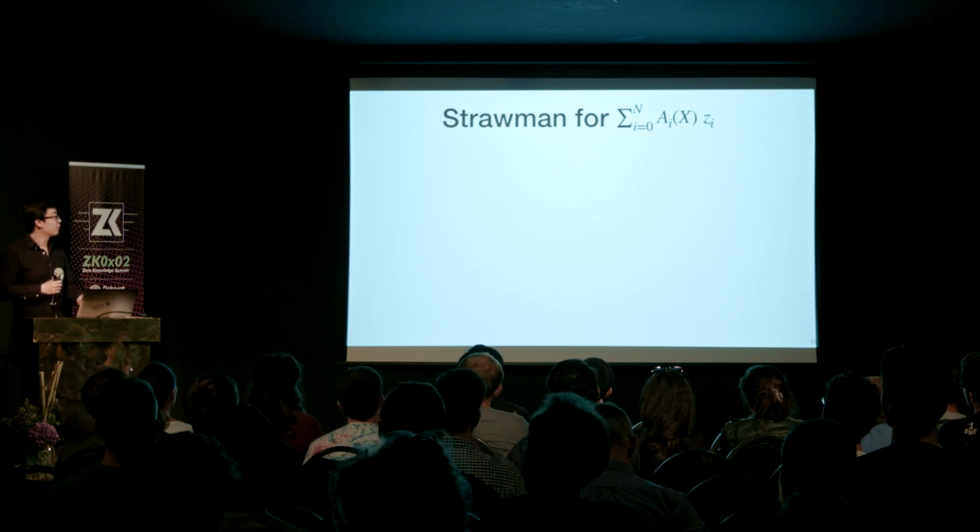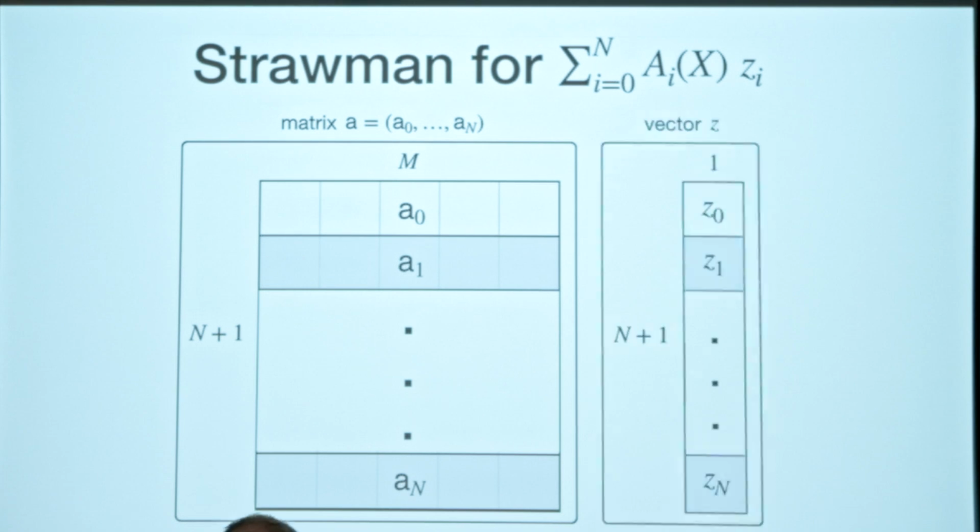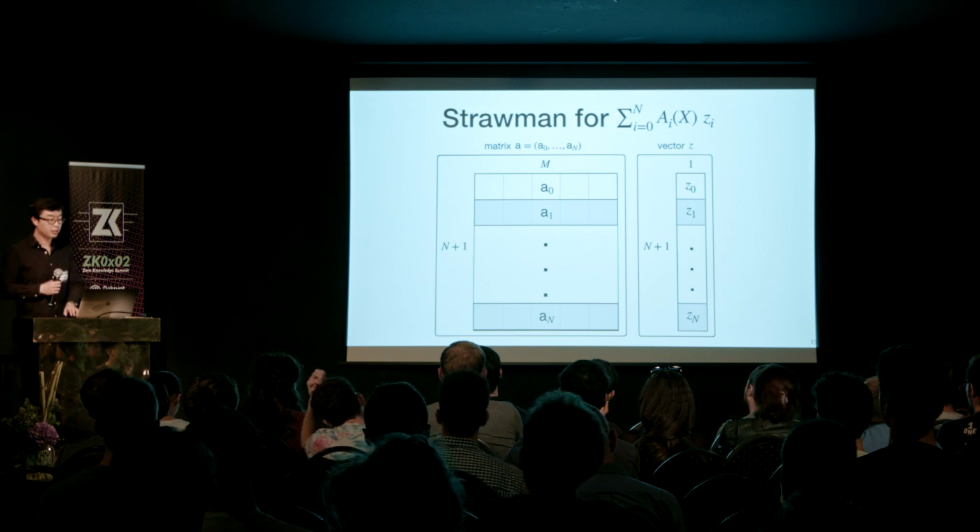So as a straw man for computing this, we might start by representing our matrix A as follows and representing our vector Z as follows. We'll represent these as matrices and vectors in their canonical form, and to evaluate the summation, we need to join the elements by their index I.